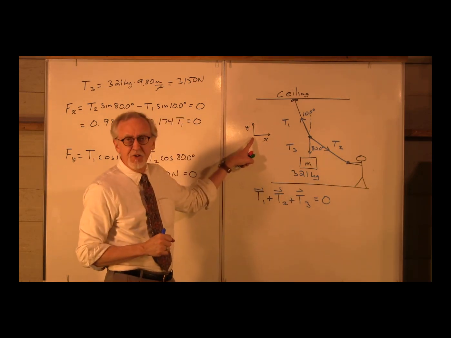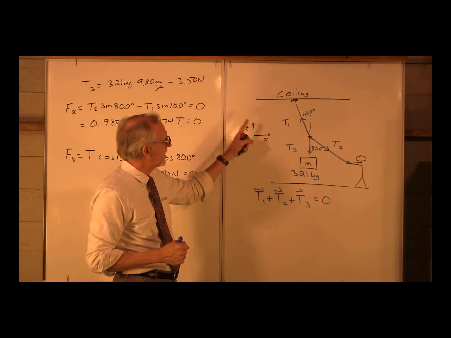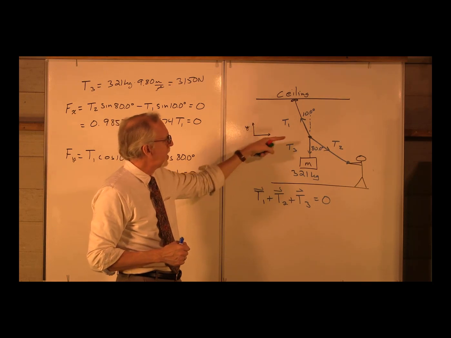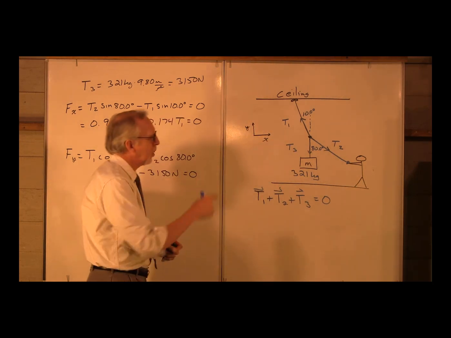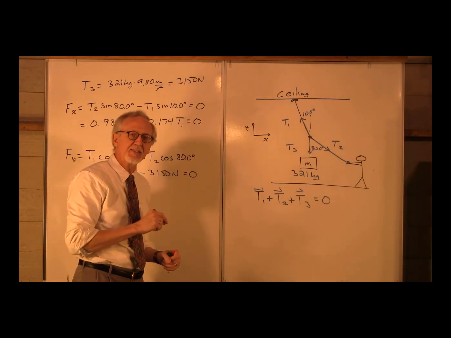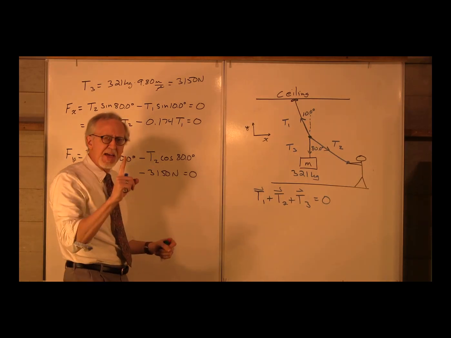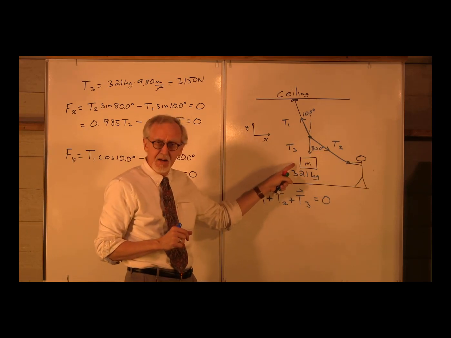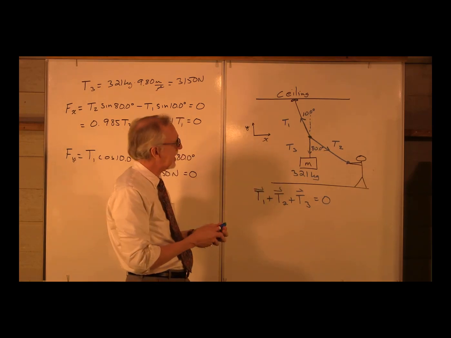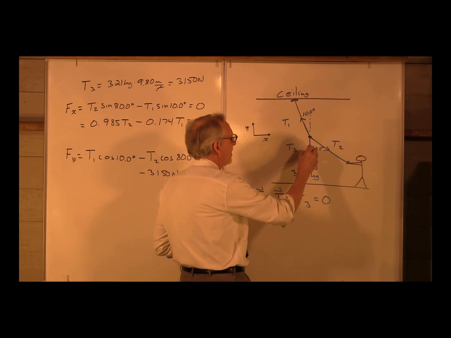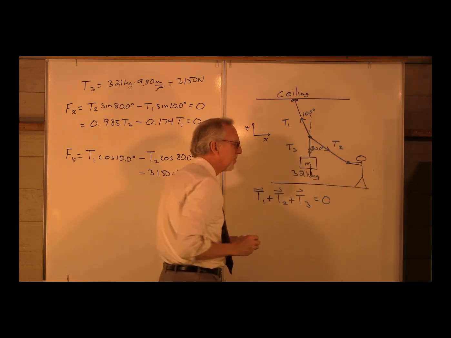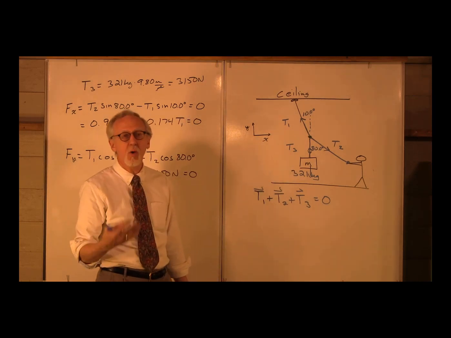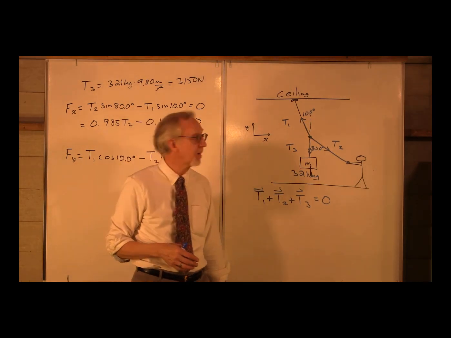Let's break this down into x and y components, x being horizontal, positive to the right, y being vertical, positive up. What are the x components? Well, we've got three forces. We need to look at the x component of each. But before we do that, let's just look at T3 for a second. We know T3 is acting on the mass also. T3 is pulling on the mass up, and the weight is pulling on the mass down. So T3 must be exactly equal to the weight of that 321 kilogram mass.